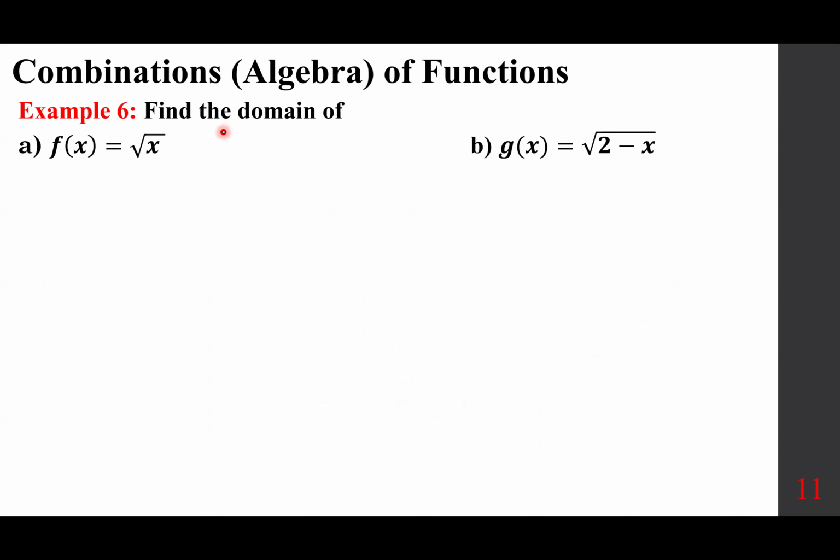I'm going to find the domain. F of x is square root of x. And as you recall, when we have a root function, if the index is even, we have a restriction, which means x must be larger than or equal to 0. And it gives us the domain of 0 to infinity. Let's call it A.